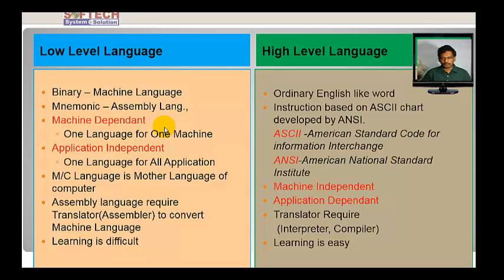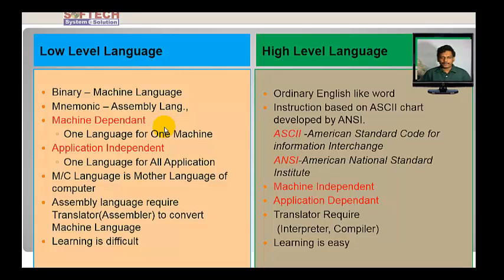If we want to write a program for another machine, we write it individually by using the other instruction set. So that is machine dependent: one language, that is one instruction set, for one machine. Low-level languages, whether machine language or assembly language, are both machine dependent.